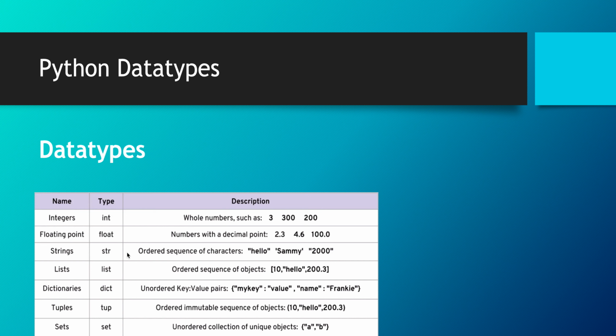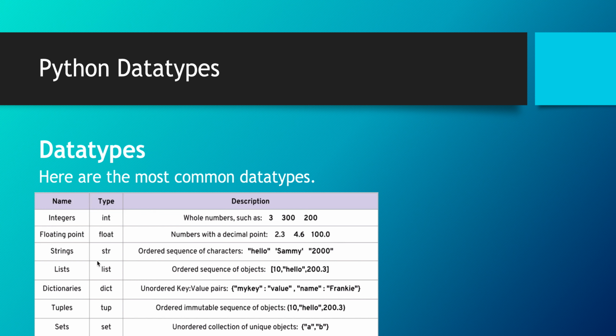For example, there can be an integer. This is one of the basic main data types. Like 3, 300, 200, 100, 13, 12. These are all integers, okay? And floats are called floating points in full, but mostly we just call them floats. Floats are numbers with a decimal point. For example, 2.3, 4.6, and 100.0. 100.0 is still a float and not an integer because it still has a decimal point, 0.0.